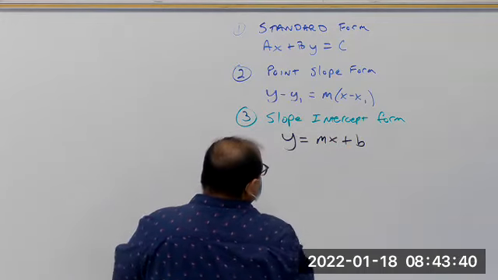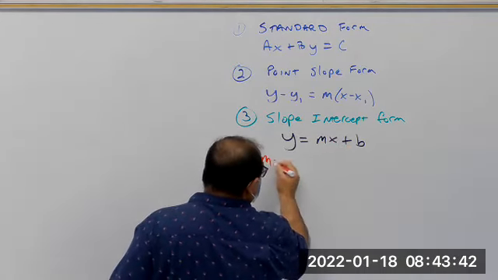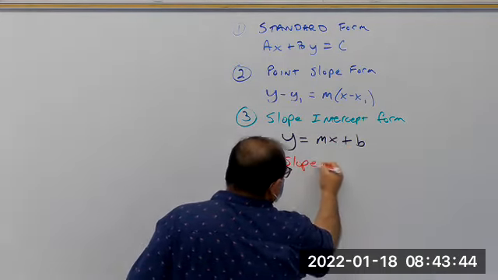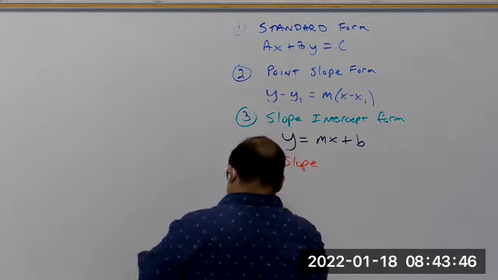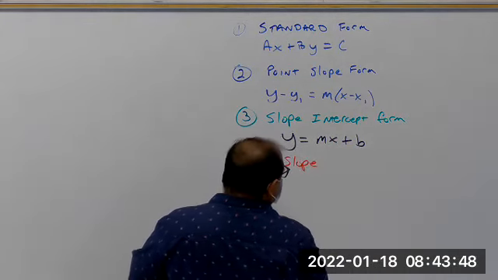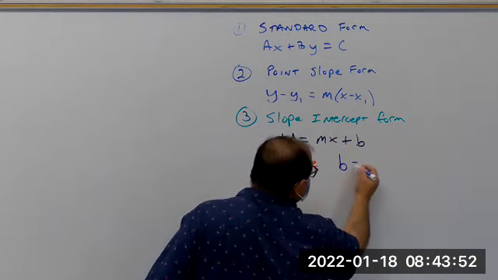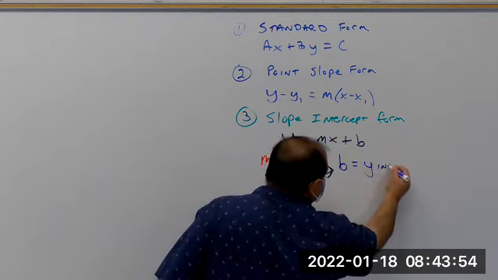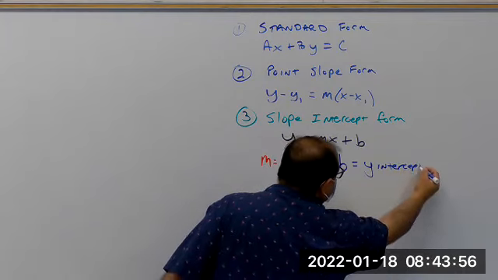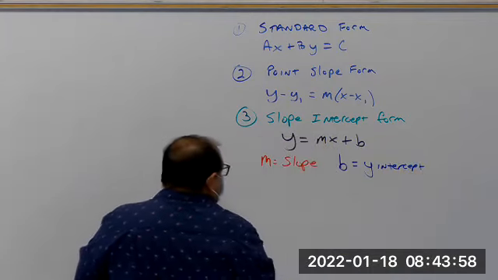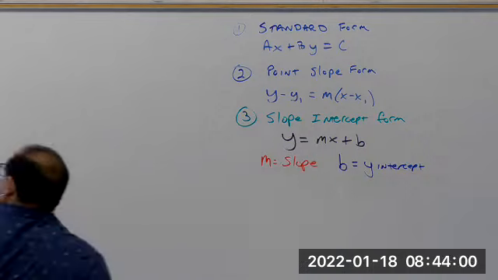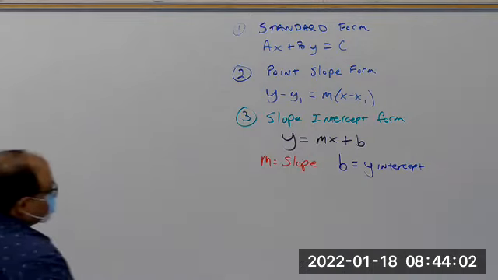Where m is the slope and b is your y-intercept. That means it's where it crosses the y-axis. So that's what I'll use when we do question number 2.